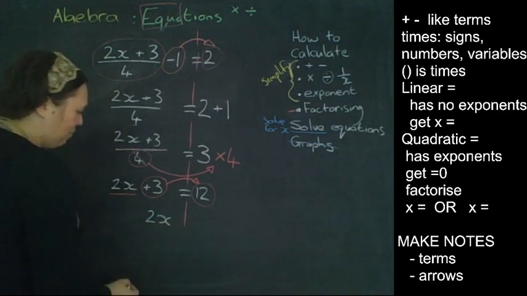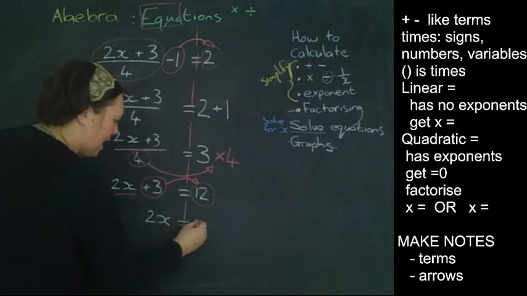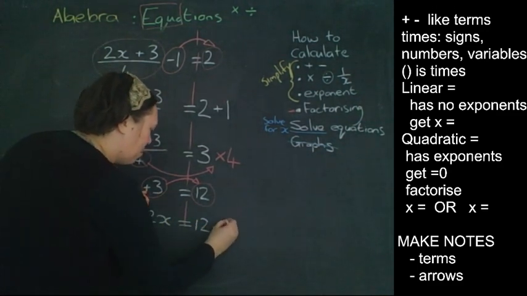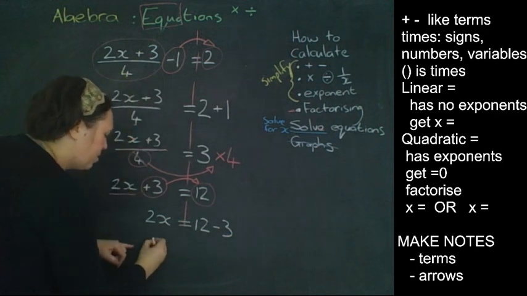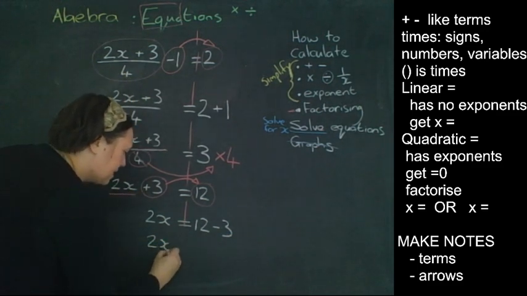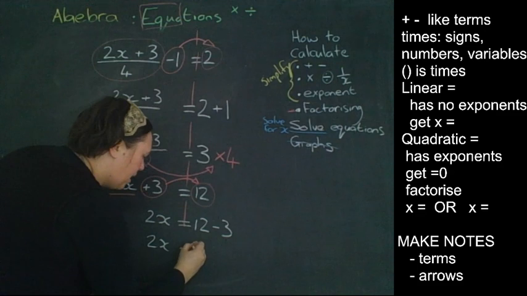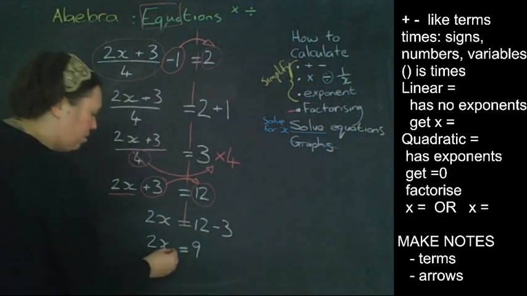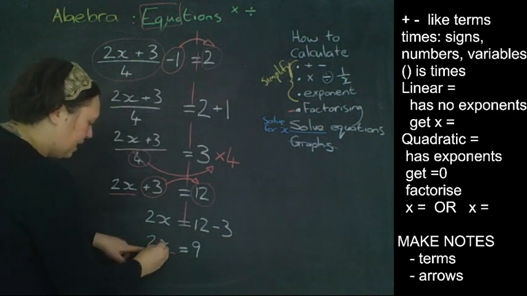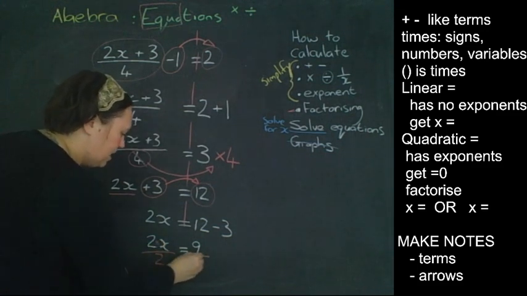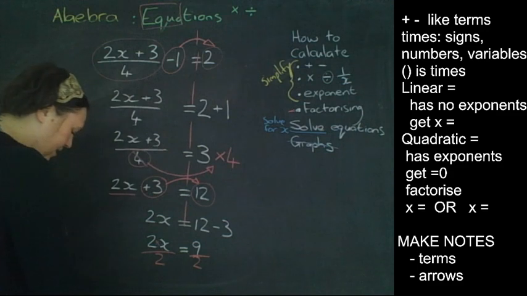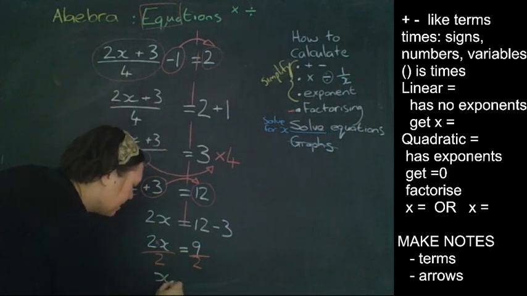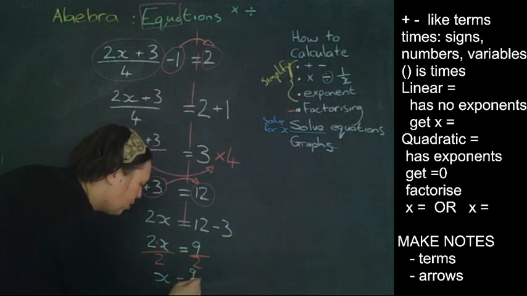That's what we have. On this side, we have 12. We're taking it over, and it becomes minus 3. So we've got 2x equals 9. So now we want to get rid of the 2. Here it is times, so I need to divide, because that's the opposite. So now my answer is x equals 9 over 2.